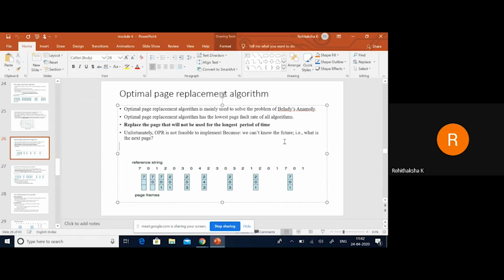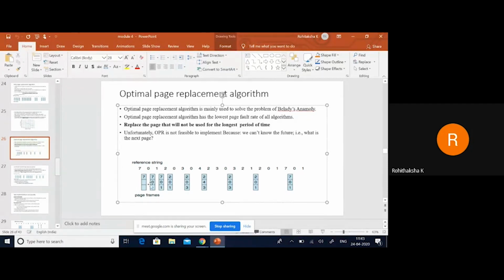Since the reference string is static, we can just predict which page will occur after the longest period of time. But in the case of dynamic scheduling, we cannot predict. So that is one of the drawbacks of this particular optimal page replacement algorithm.